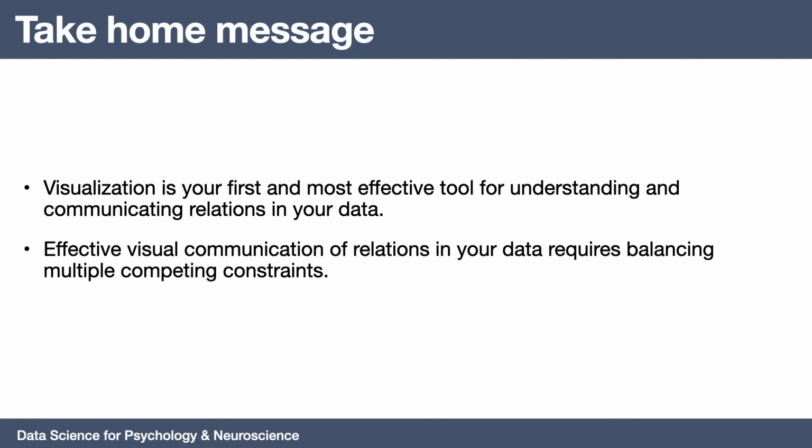So I hope this lecture has made clear that visualization is your first and most effective tool for understanding and communicating relations in your data. Start with visualization and think carefully about your goals. Effective visual communication of relations in your data requires balancing multiple competing constraints. And there's no right answer for good data visualization in terms of how they're balanced. You should just think about leaning towards more depth and complexity, or more shallow and easily interpretable ranges.